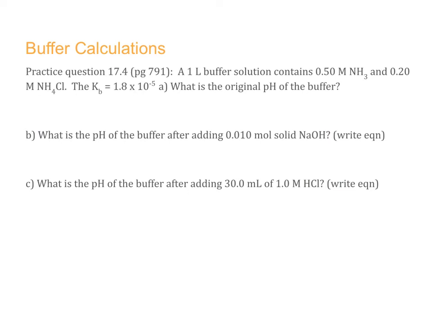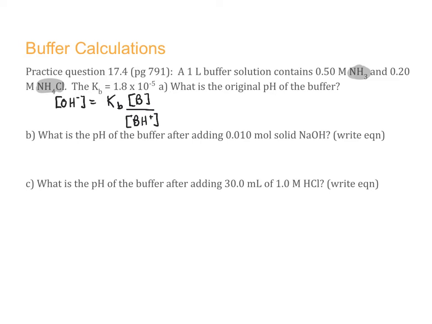Again, we're going to look at a buffer. This time, in addition to figuring out the original pH of the buffer, we're also going to look at how the buffer would respond to adding a strong base or a strong acid. So first, looking at the buffer, this time we have something that is basic, NH3 and NH4Cl, and we're given the Kb. So instead of using the equation that we did on the previous one, we're going to use the Kb expression rearranged. So the hydroxide concentration is going to be equal to the Kb times the concentration of the base, which would be NH3 in this case, divided by the concentration of the base's conjugate acid.